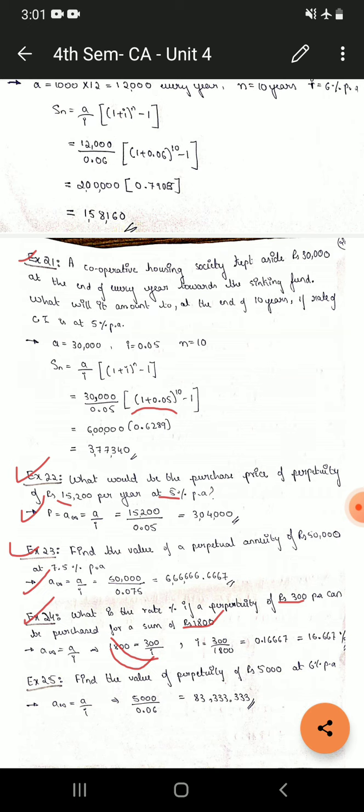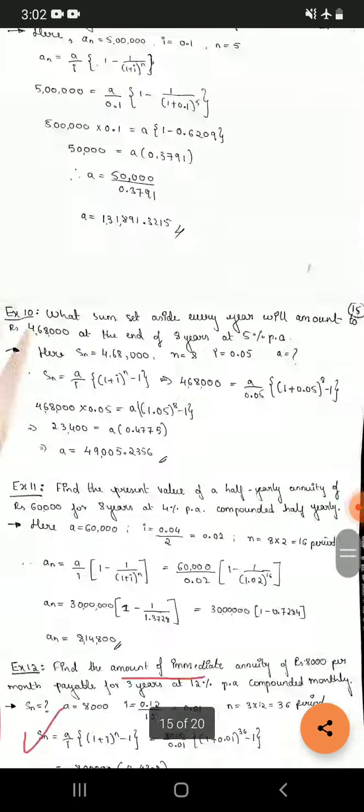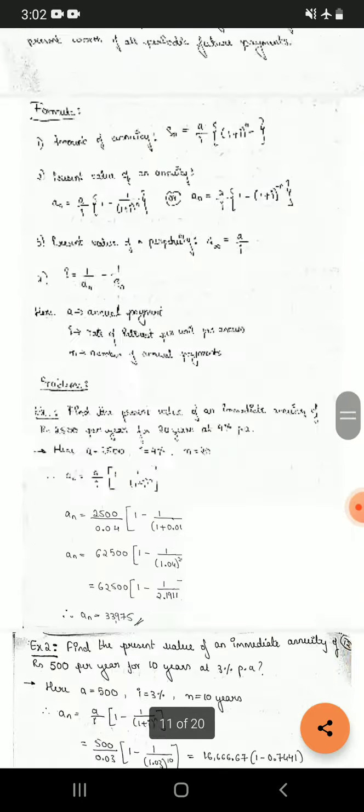The last problem is again the same one. They have asked to find the value of a perpetuity of rupees 5,000 at 6% per annum. i is 0.06, A is 5,000, therefore P, or A to the infinity, will be 83,333.33 rupees. These questions can be asked for 2 marks along with the definitions and the formulas.